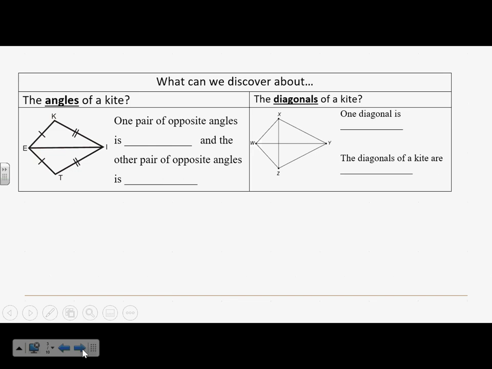So what can we discover about the angles of a kite? One pair of opposite angles. Oh, I guess we're doing those first. Okay, well, I don't know why it's set up that way, but that's okay. We'll go from here. One pair of opposite angles is congruent, and the other pair of opposite angles is bisected. So these opposite angles are congruent, and then these angles are bisected here and bisected here. So the diagonal, that way, bisects both of those angles. So one pair of opposite angles is congruent, and the other ones are bisected.